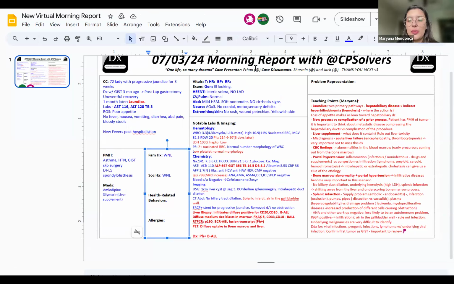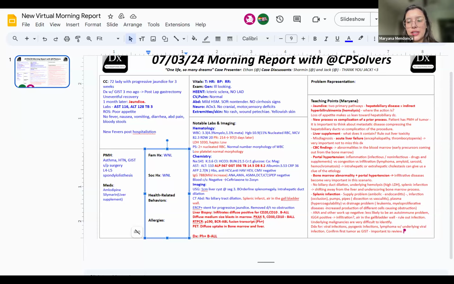This patient had no biliary duct dilation and had an underlying hemolysis, which we could realize because of the high LDH. The patient also had splenic infarction. In this case, we start to shift away from a liver problem and start to underscore a bone marrow process.